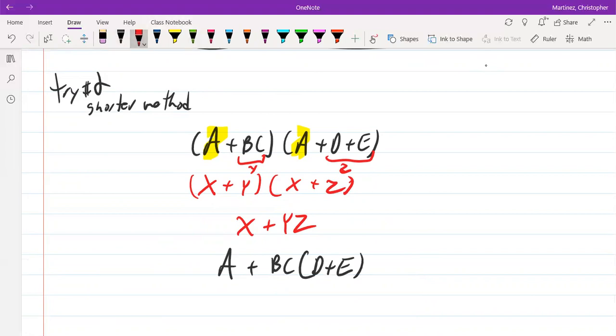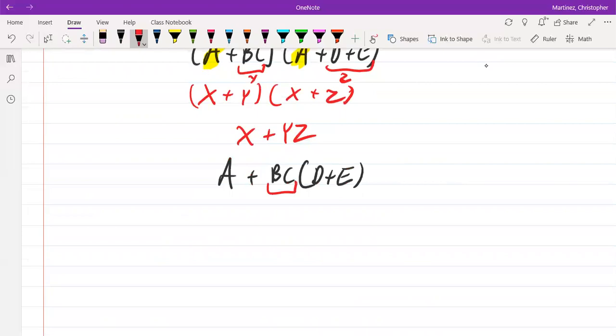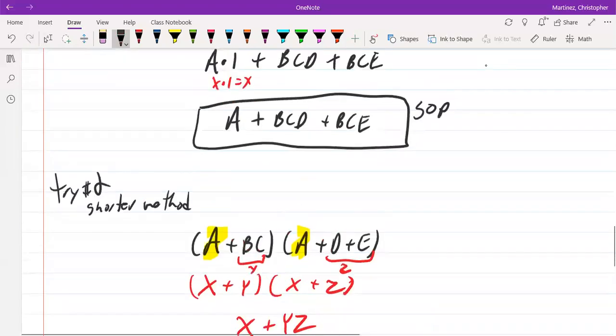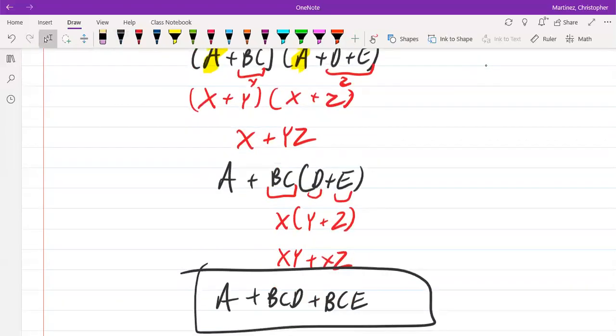Now what I'm going to do, I'm going to take BC to be X. I'm going to take D to be Y. I'm going to take E to be Z. And I could take that to be XY plus XZ. So that would give me A plus BCD plus BCE. And as you see, that was our final answer going the long way. But this only took 2 steps. So there's going to be different methods you can do to go about getting to your final answer.